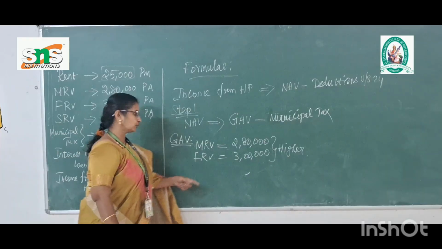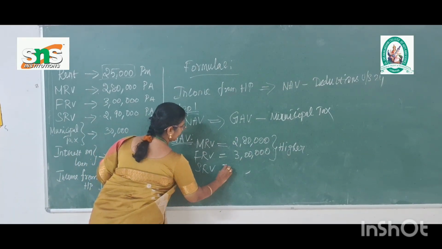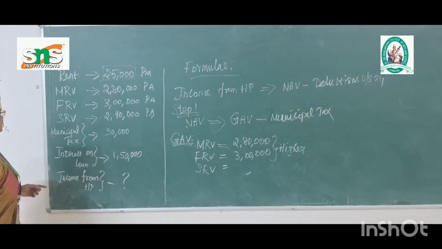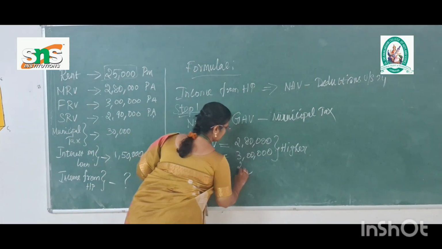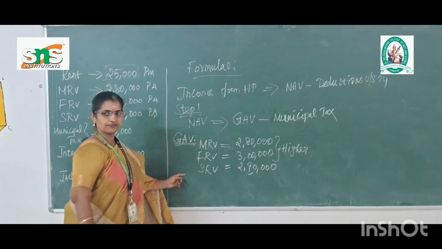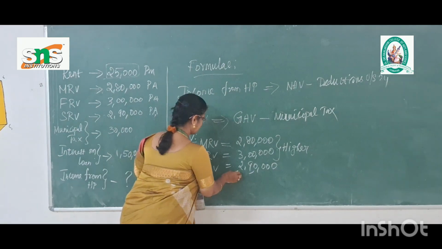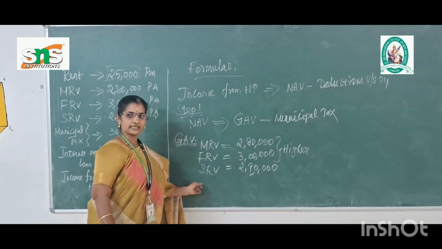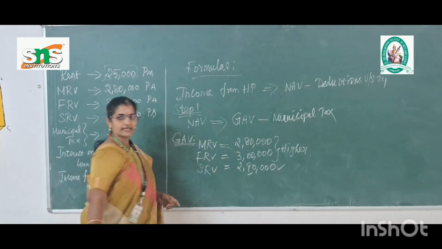Now again we have to compare with the SRV, that is standard rental value as per the IT Act. That is 2,90,000. So now we have to compare FRV with SRV, whichever is lower. Under this problem, the lower amount is SRV, that is 2,90,000.